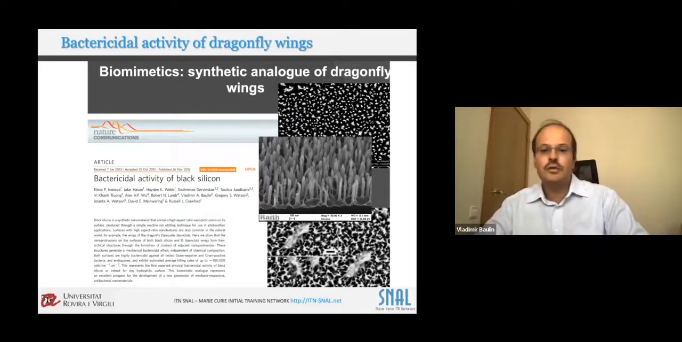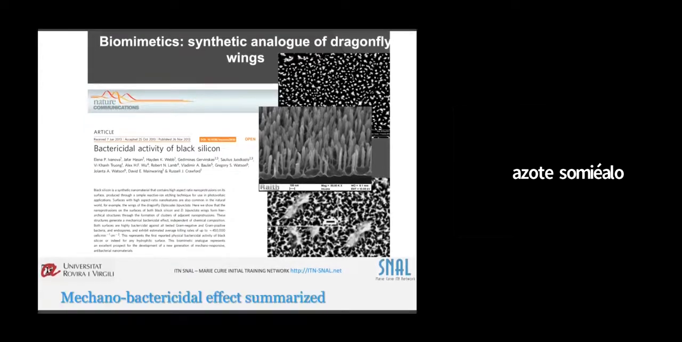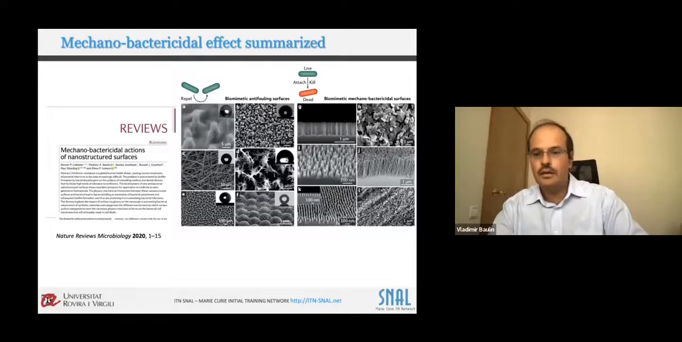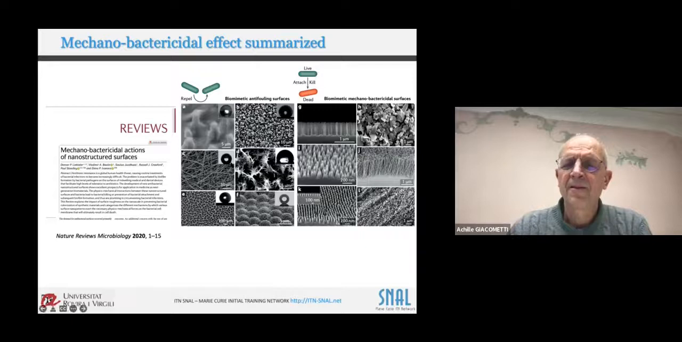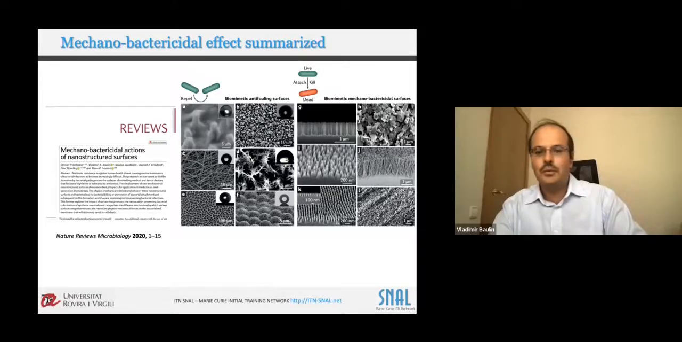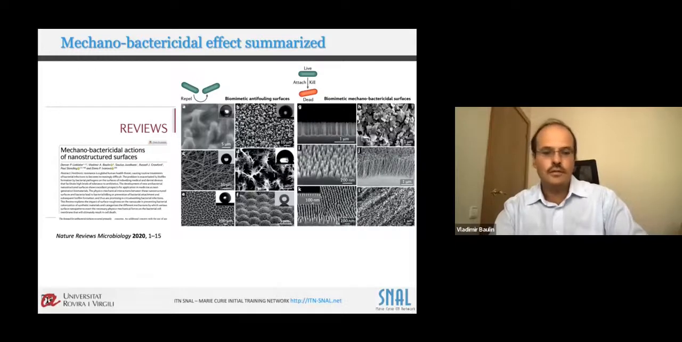This was mimicked, and black silicon is one of those materials, with this bactericidal activity and different effects. A lot of groups are working on this and confirming it. There are different fibers and different types of nanostructures, and also the eyes of insects also have those structures. This field is now growing very fast.